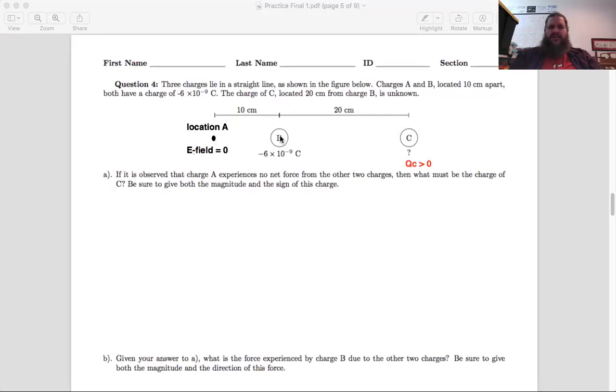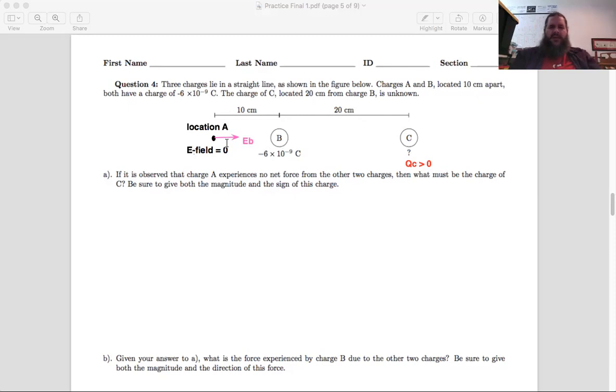Charge B is a negative source charge. So it's going to create electric field in what sort of direction? Towards it. Yeah, so at location A, that means to the right. So that would be the electric field contribution caused by B at location A. I'll call that E sub B.